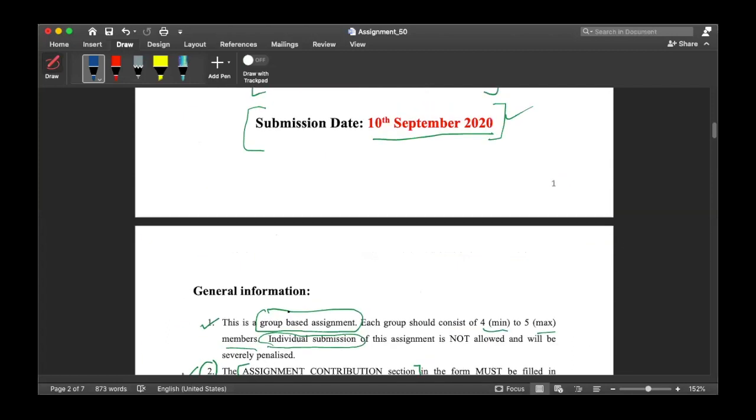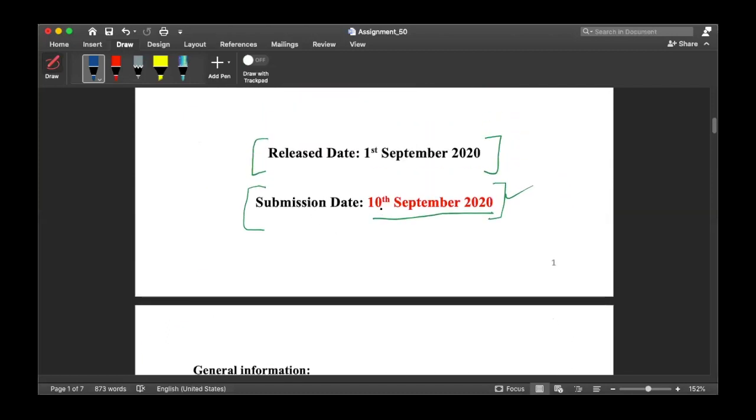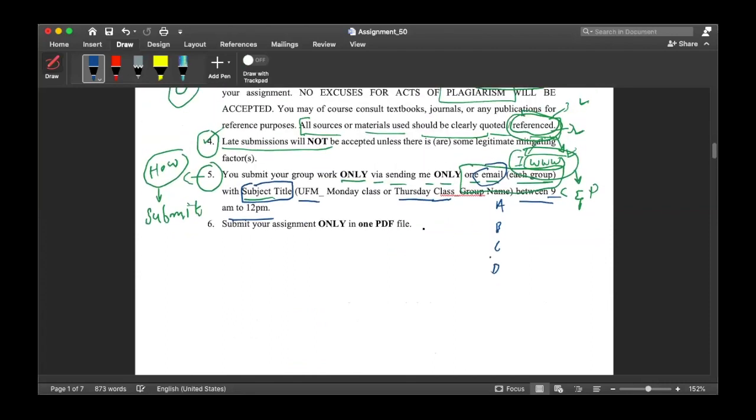So your submission deadline is 10 September, before 12 p.m., only morning session. If I receive any email after 12, remember 12 p.m., not 12 a.m., so only the morning session on 10th of September. If you submit on the afternoon of 10th September, you missed the deadline and you get zero. So strictly follow the time and the date. That's all about your submission.